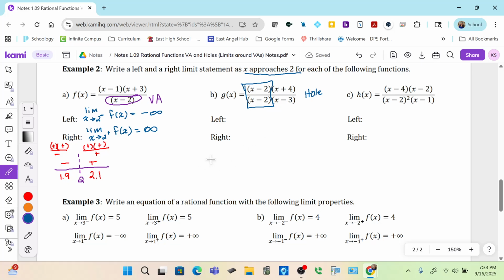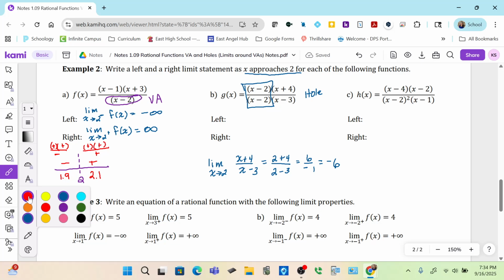So we're actually checking for the limit as x approaches 2 of x plus 4 over x minus 3. So to do that, I do 2 plus 4 over 2 minus 3, and that is 6 over negative 1. So the y value of that hole is going to be negative 6.